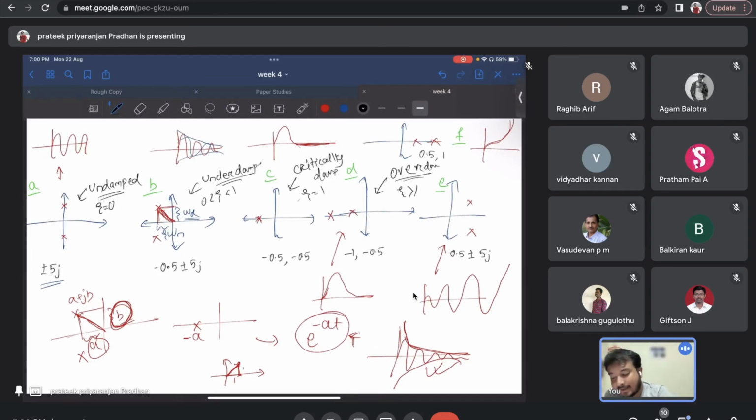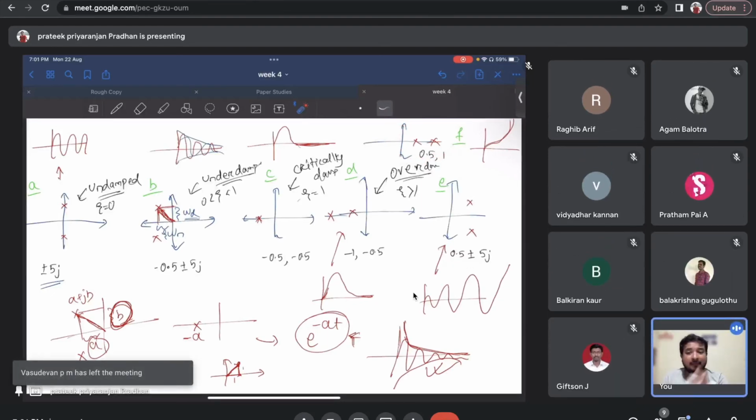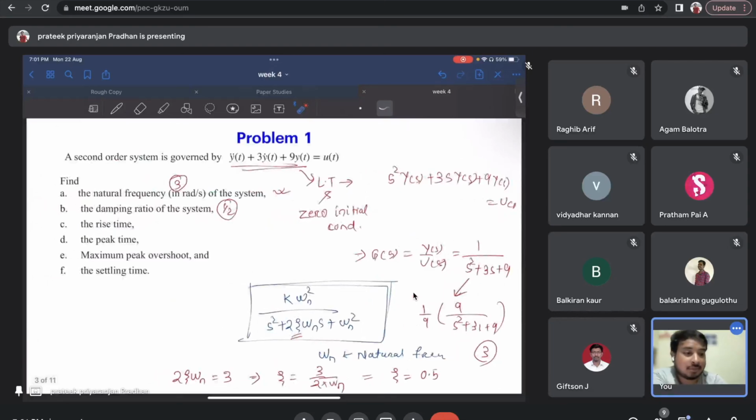And I have considered two more cases, where poles are on the right hand side, and both of them are on the right hand side. I have explained some responses. I have plotted the system and you can get the visualization. So if you don't have any more doubts, I think we can end the session.